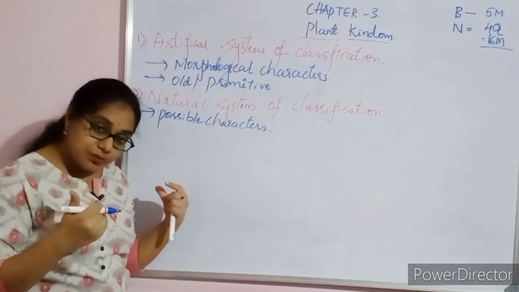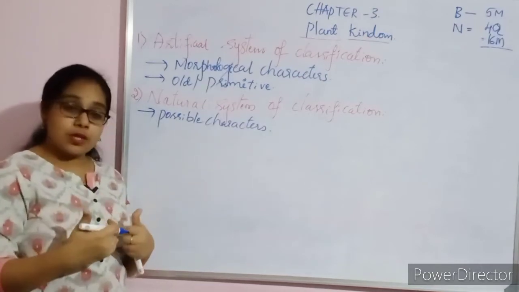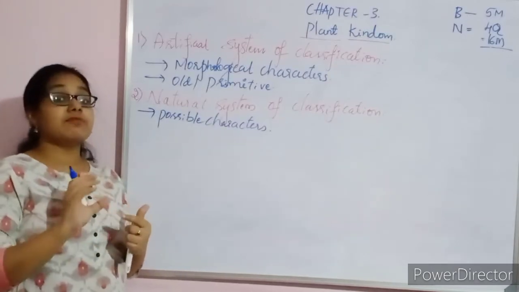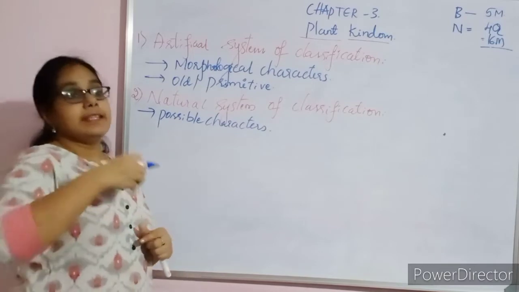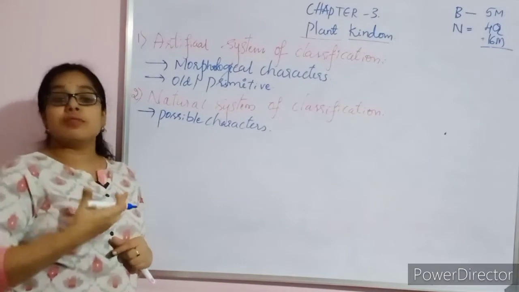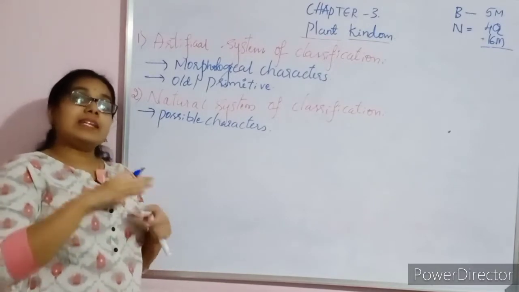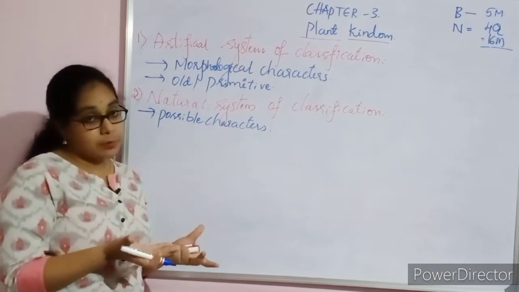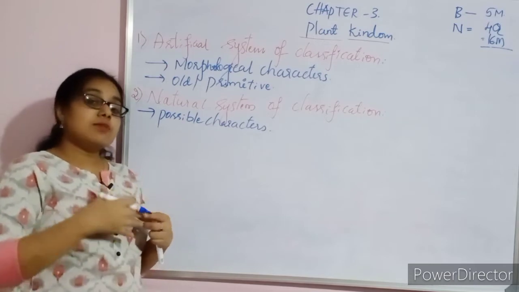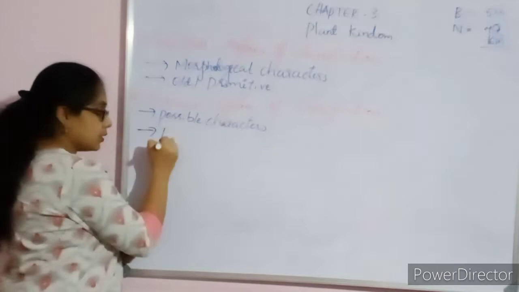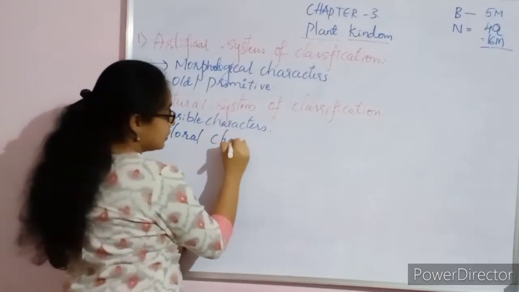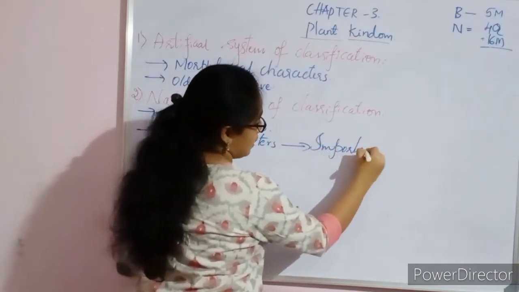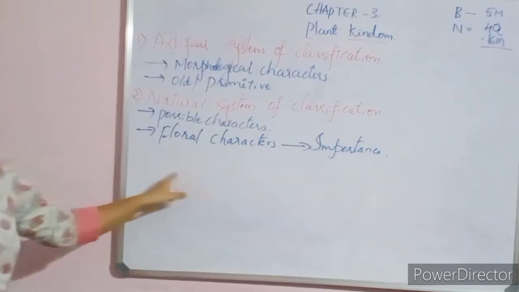So in this system of classification, they gave more and more importance only to the floral characters. So what do you mean by floral characters? Nothing but flower characters. So it may be the length of androecium or the length of gynoecium, or it may be the number of petals in a flower, or it may be the type of arrangement of petals in a flower. So all these floral characters were given more importance. You should not forget this point.